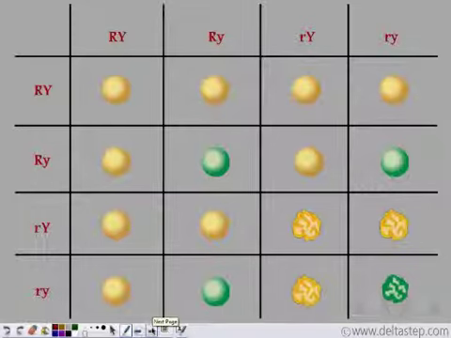Now let us do the entire cross. Let us find out all the genotypes that are possible for all the offspring formed in the second generation. Now notice the topmost row and the leftmost column represent all the genes that can be obtained from both the parents. Now let us do the crosses. This seed, which is round and yellow, has the genotype capital R, capital R, capital Y, capital Y. Next, this seed has the genotype capital R, capital R, capital Y, small y.